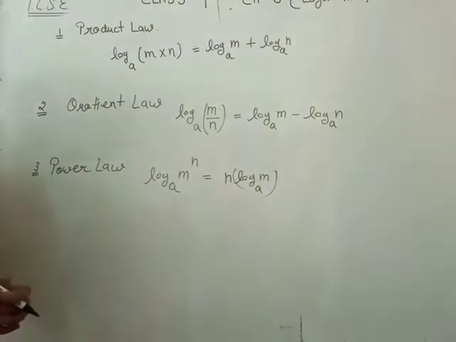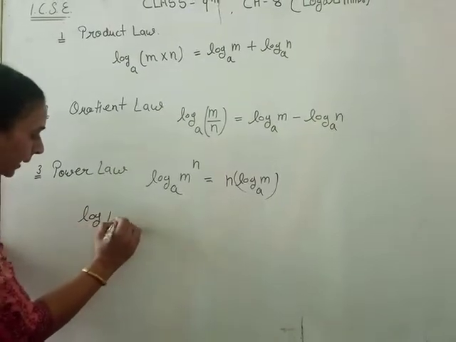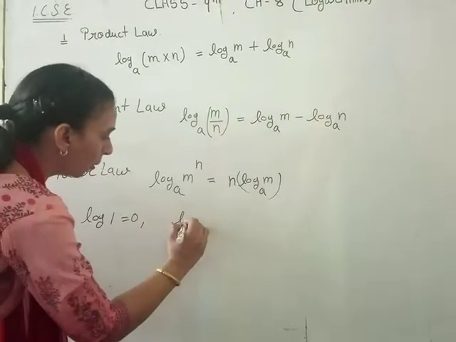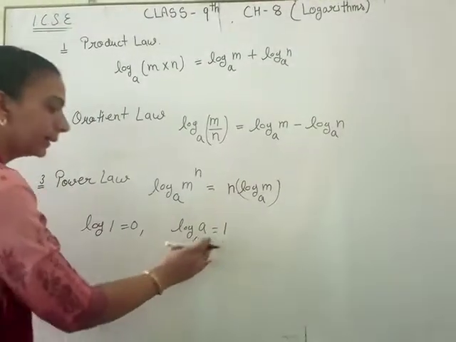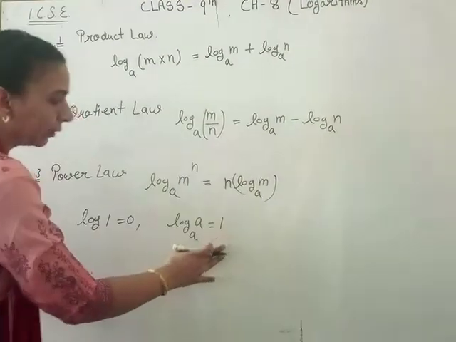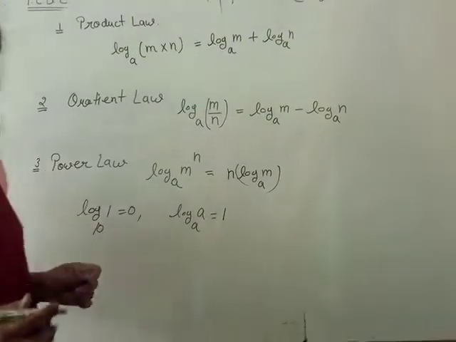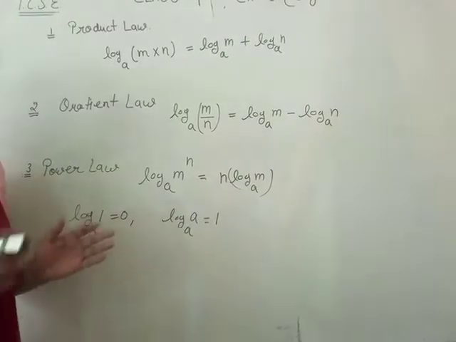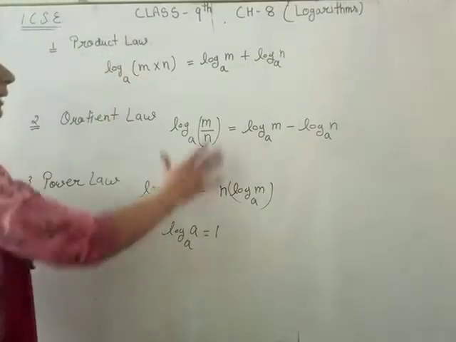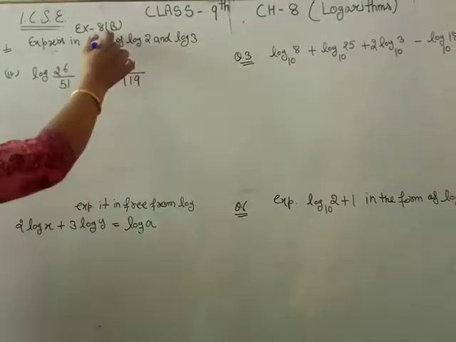This is the power law, and we already know that log of 1 at any base is 0, and log of a at base a is equal to 1. If there is no base given, then the base is always taken as 10. Now we take some questions from exercise 8b, which are based on these laws.